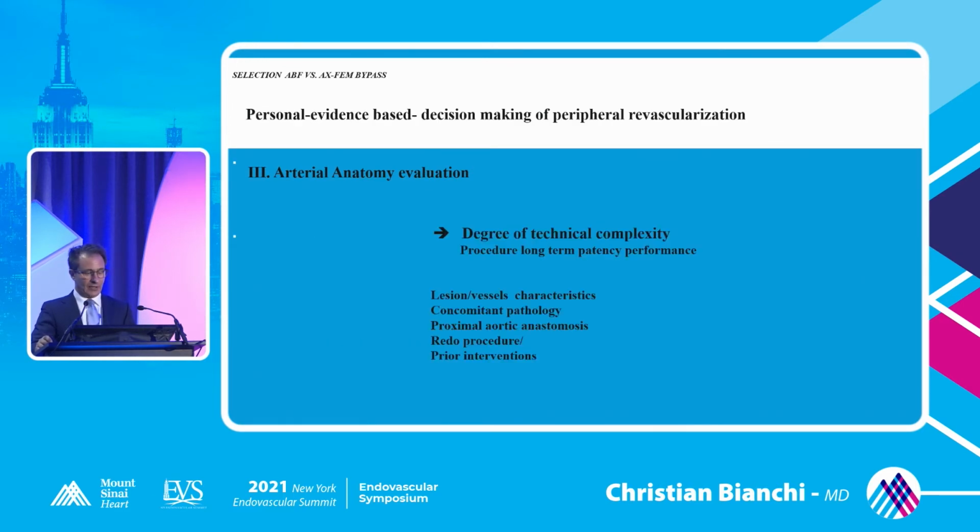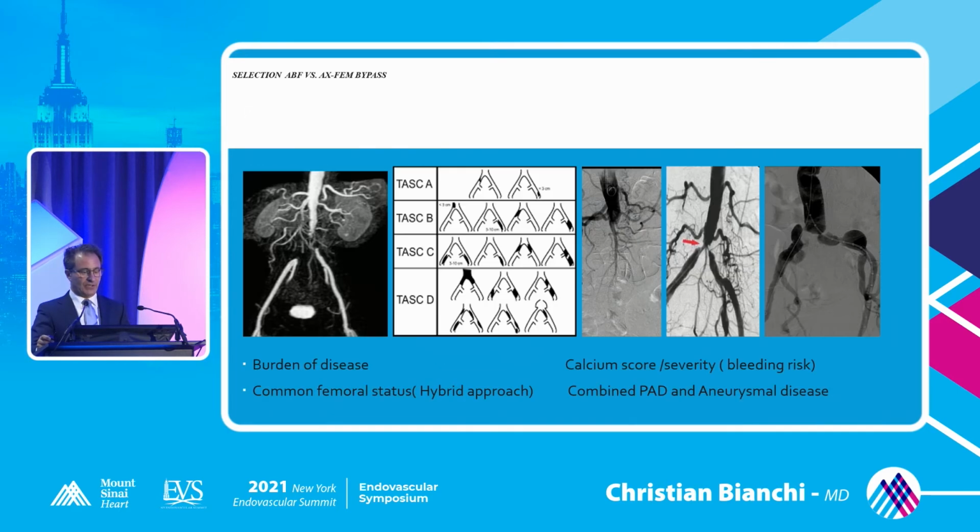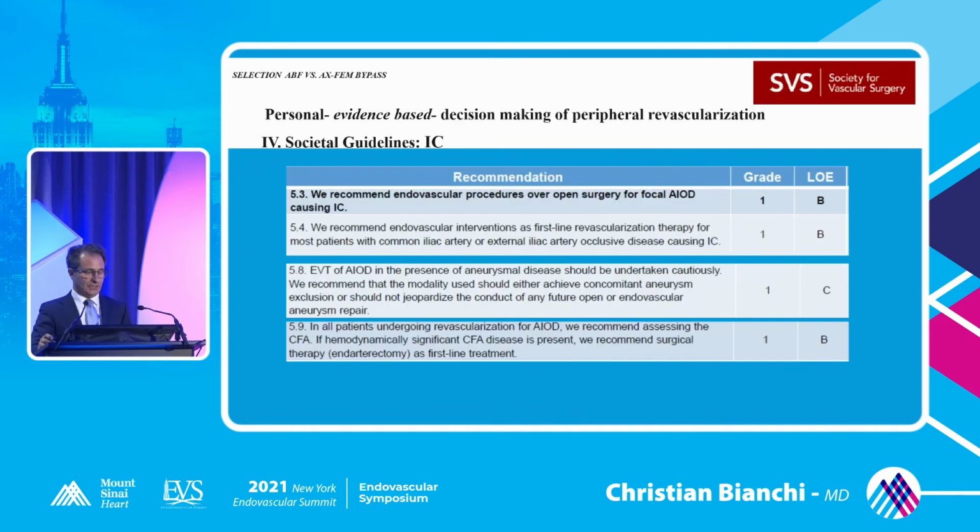In terms of the arterial anatomy, we talk about performing preoperative CT scans for suprainguinal disease, degree of technical complexity, procedure long-term patency performance, vessel characteristics, pathology. Where are we going to put the clamp proximally? Is it going to be suprarenal or infrarenal? That's going to change the morbidity of the procedure, redo procedures, priority interventions. All those things we can gather. We have seen this a million times already. And again, what we're looking for are the red flags or the green lights from the imaging in terms of proceed, not proceed, or be worried.